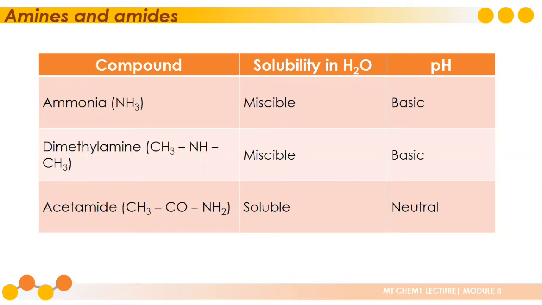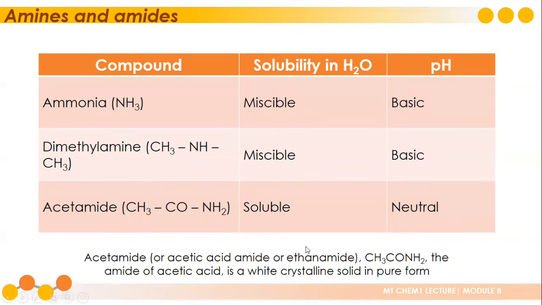Ammonia is miscible in water with a pH which is basic. Methylamine is again miscible in water and it also has a basic pH, which means it's a weak base to be exact. Acetamide, on the other hand, is soluble, okay, and its pH is neutral. Kindly keep in mind that acetamide is the amide form of acetic acid and exists in white crystalline solid form if it's pure. Comparing the pH of both the dimethylamine and acetamide can give us the idea that amines are basic and amides are neutral.